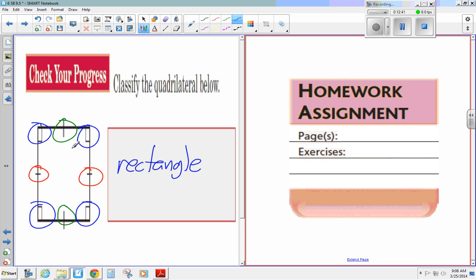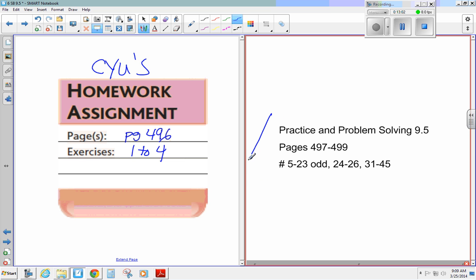All right. So this is 9.5. And your homework, or you need to do your CYUs, which are problems 1 to 4 on page 496, 1 to 4. In class, of course, we will be working on this. Good luck.